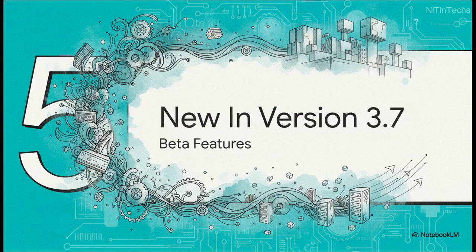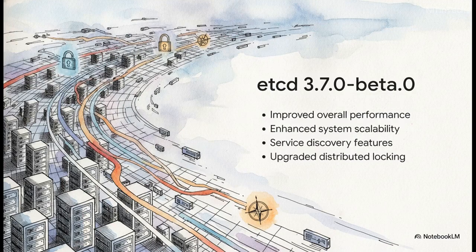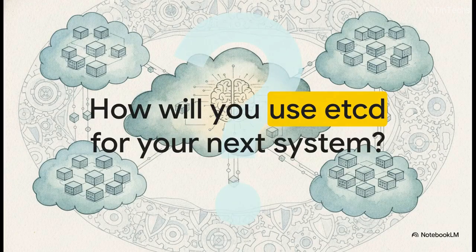Which brings us to Section 5, what's new in version 3.7. As we know, software never stands still, and etcd is continually evolving. In the 3.7 beta, developers have seriously pushed the boundaries to deliver improved overall performance and enhanced system scalability. So what does that actually mean for us? It means handling way more data, way faster, across even larger clusters. They've also rolled out some fresh new features specifically targeting service discovery, alongside upgraded distributed locking capabilities. These updates are directly designed to empower IT professionals to build cloud architectures that are just more robust and scalable than ever before. And that brings us to the end of this explainer.